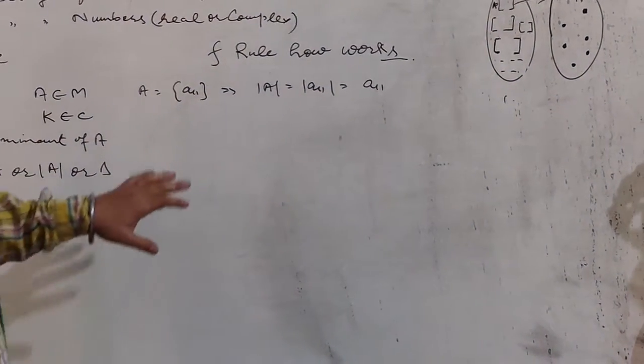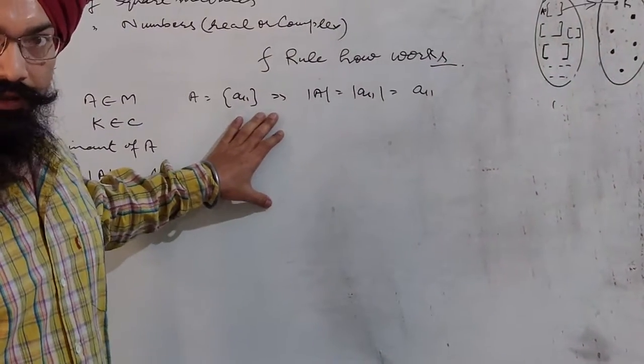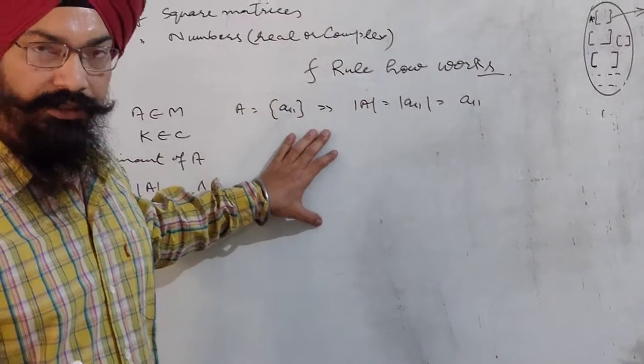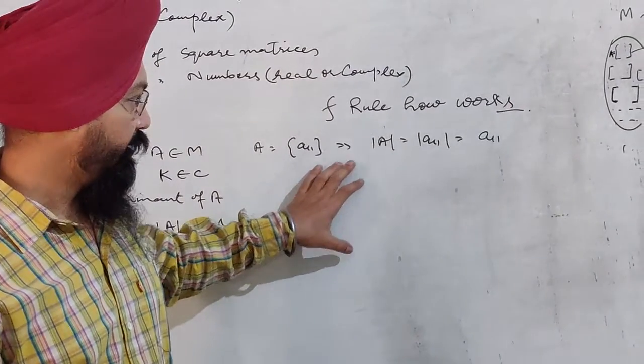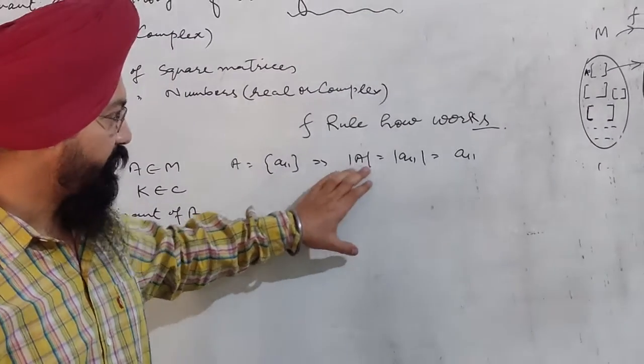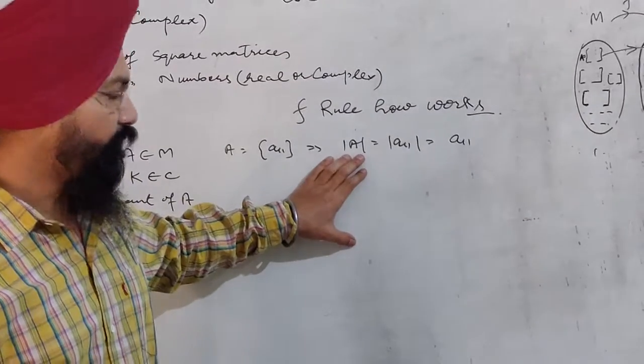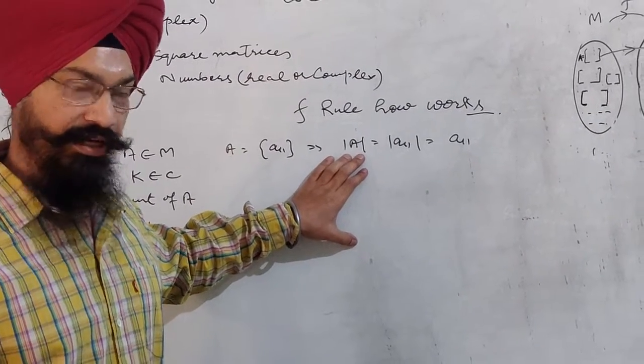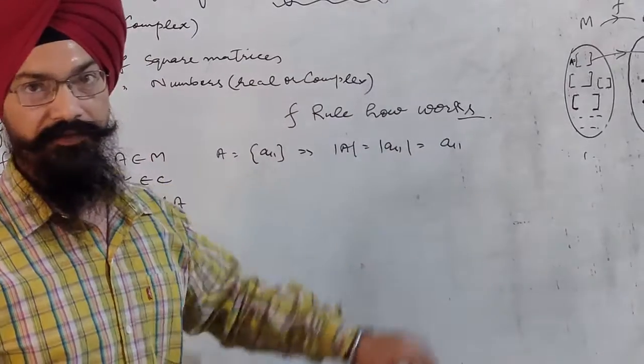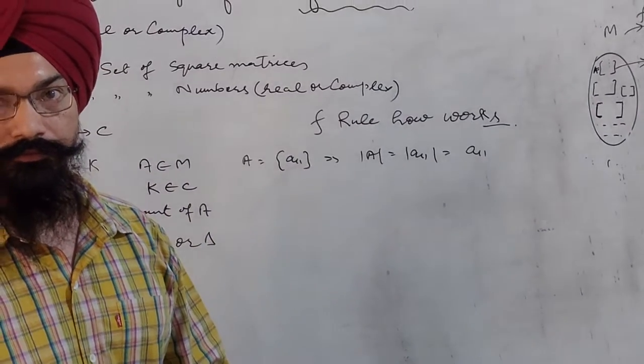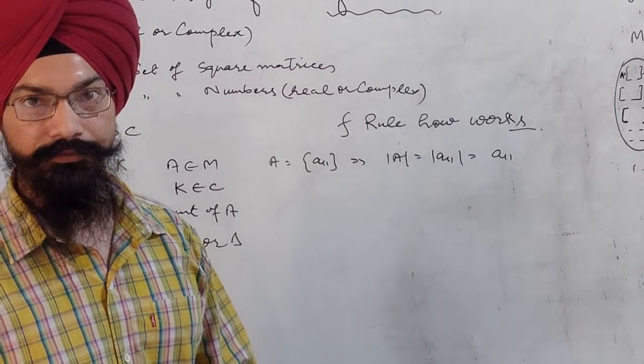It means if you have a matrix of the order 1 by 1, it contains only one element, and the determinant of that matrix is represented like this, and the determinant of that matrix which contains only one element is the element itself. I think you got it.